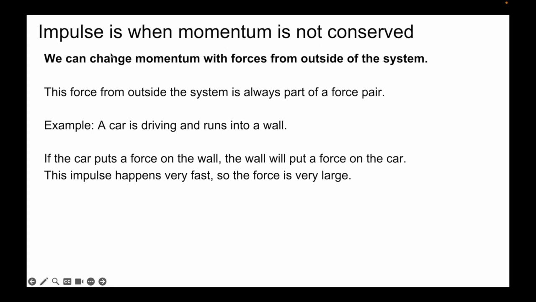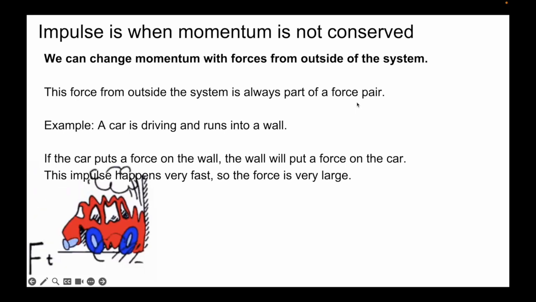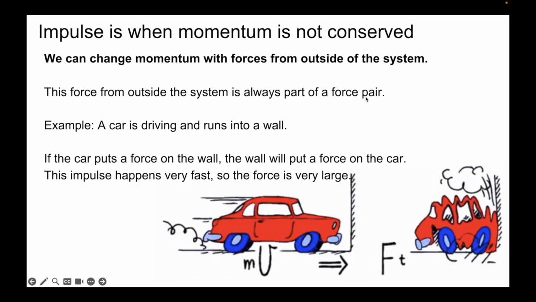Impulse is when momentum is not conserved, but we can change momentum with forces from outside the system. This force from outside the system is always part of a force pair. So if it's a force pair, it's going to have another force with it. So if a car is driving and runs into a wall, it could be a force pair or an outside force on this system. If the car puts a force on the wall, the wall will put a force on the car.